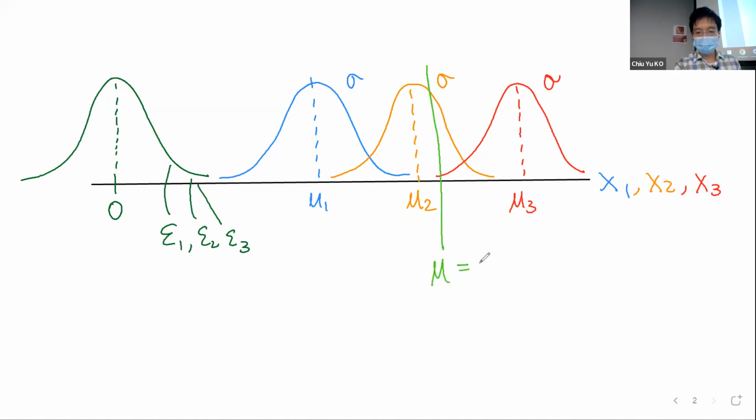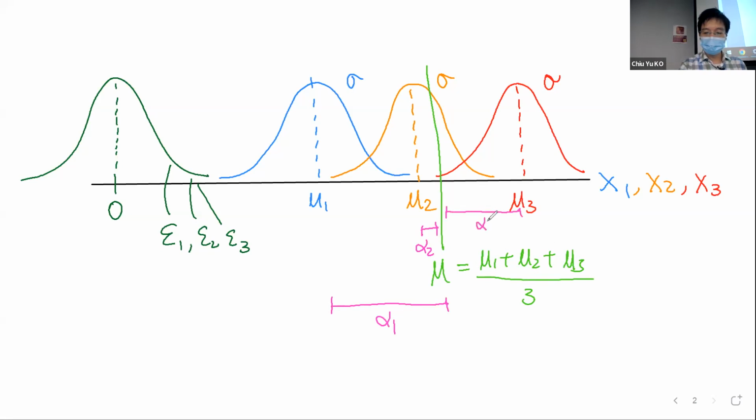mu. Mu is just mu1 plus mu2 plus mu3 over 3. So basically just averaging these 3 mu. And what is the treatment effect here? This one is alpha 1, this one is alpha 2, and this is alpha 3. So I hope this graph will give you the idea what we're actually doing. The thing is we want to see if mu1 equals mu2 equals mu3, but we can just say is alpha 1 equal to alpha 2 equal to alpha 3, 0.